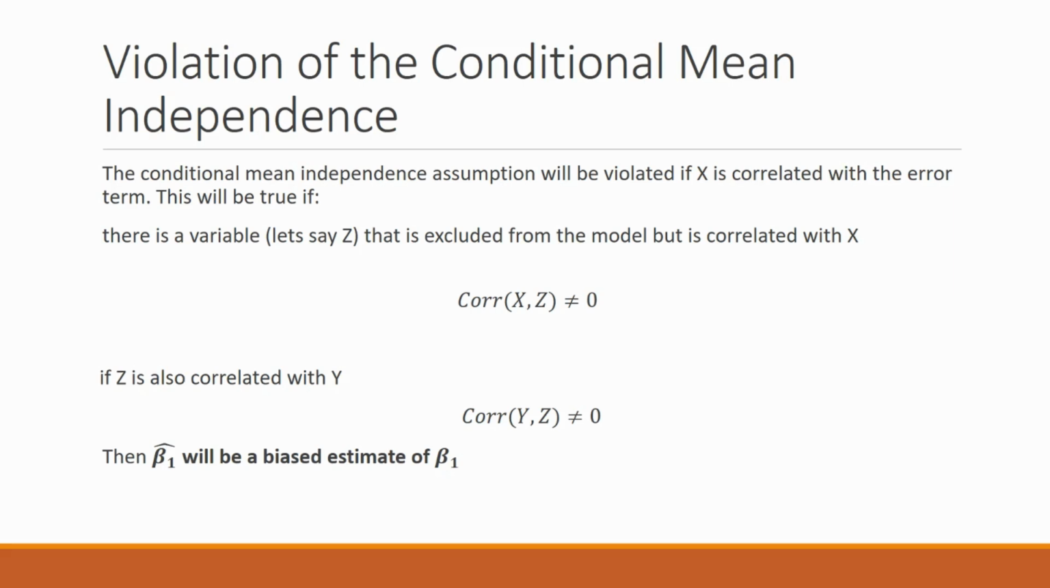Beta 1 hat will be biased, as long as this omitted variable, we're going to call z an omitted variable. A variable that is excluded from the model is omitted from the model. So z is an omitted variable.